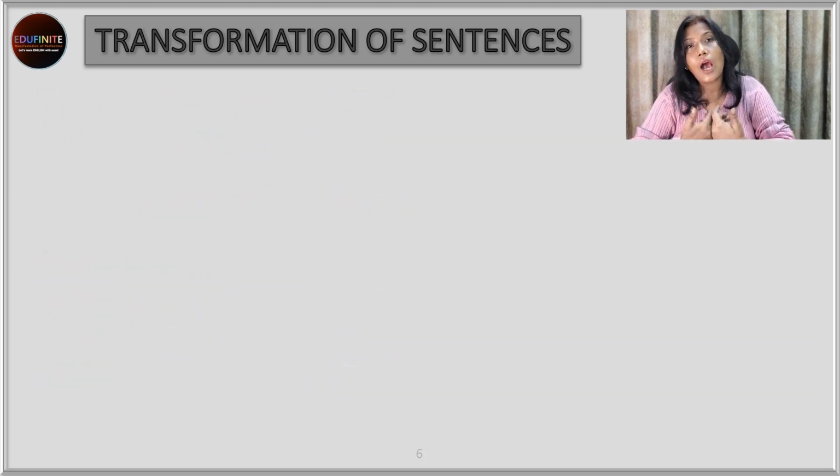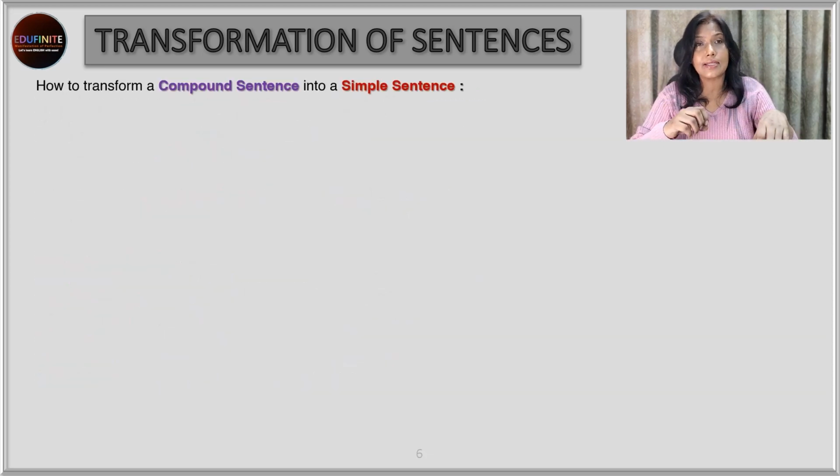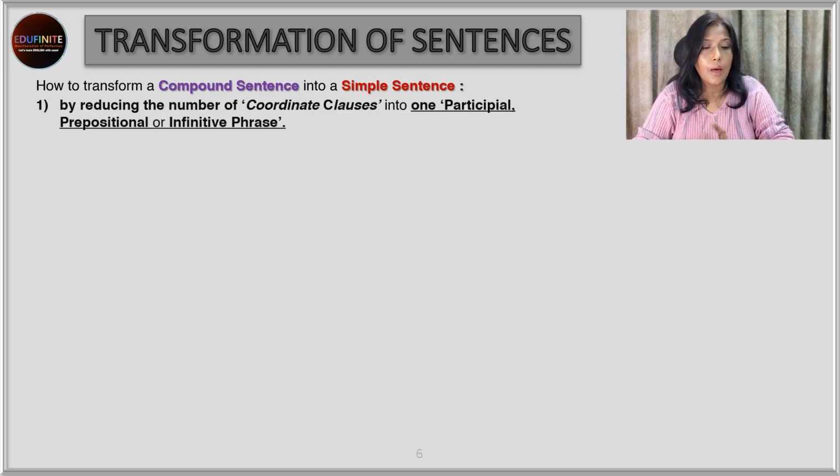Now we'll see how we transform compound sentences into simple sentences by reducing the number of coordinate clauses into one principal, prepositional or infinitive phrase. So what do we do to transform a compound sentence into a simple sentence? We will reduce the number of coordinate clauses and just have one phrase, reduce the clauses into one phrase. It can be a participle phrase or a prepositional phrase or an infinitive phrase.